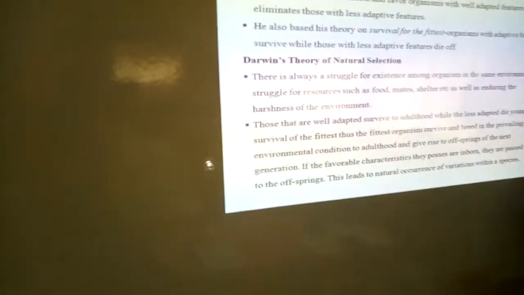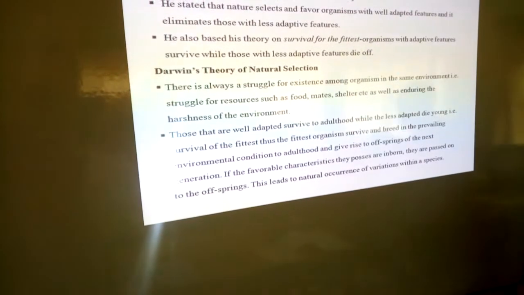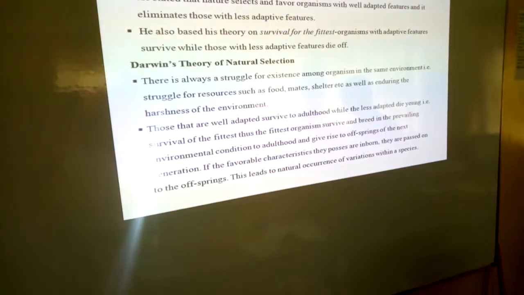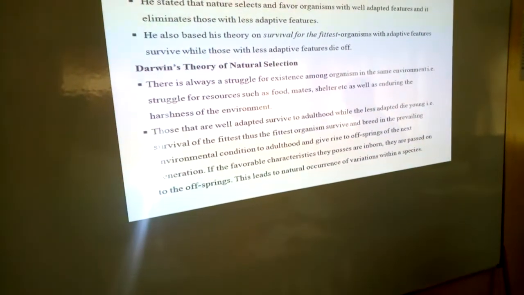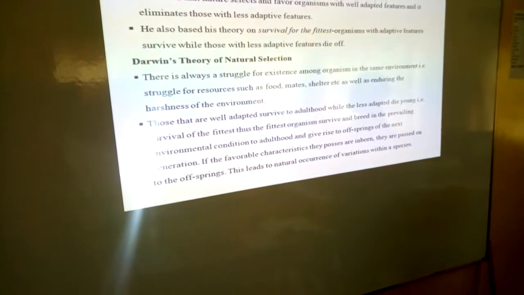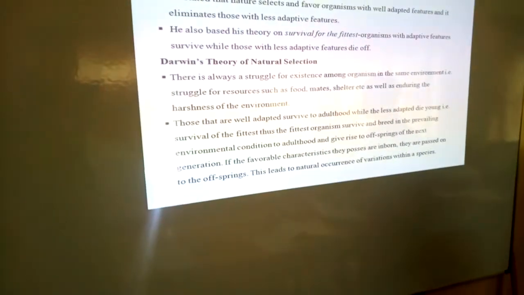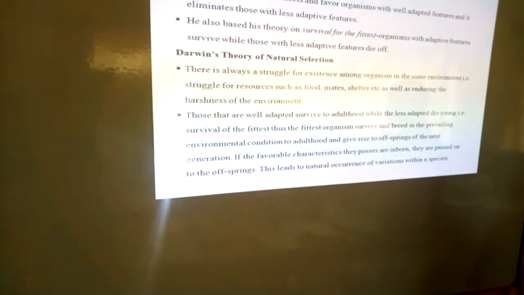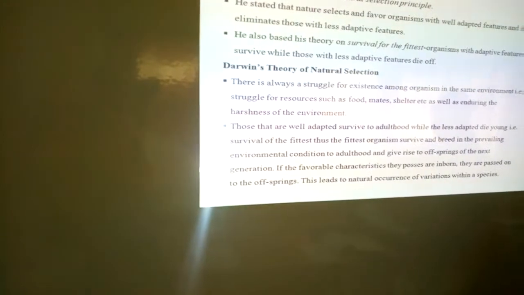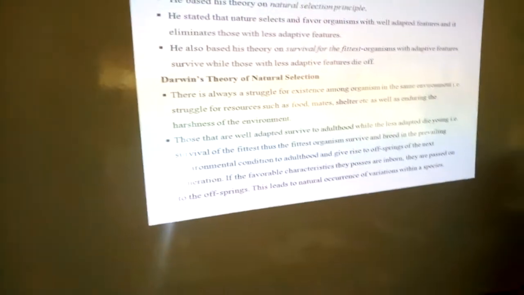Darwin's theory of natural selection. What does it say? Natural selection of Charles Darwin says that there is always a struggle for existence. We, human beings, know that we have a lot of struggle to exist. And if you don't struggle, then it means you will not be able to survive. So there is always a struggle for existence amongst organisms.